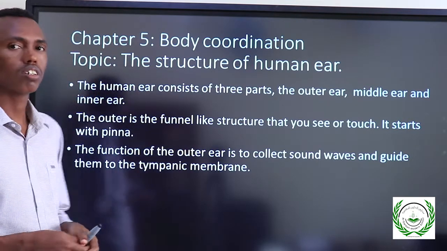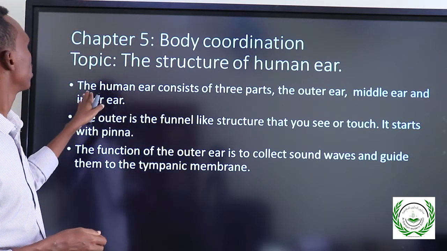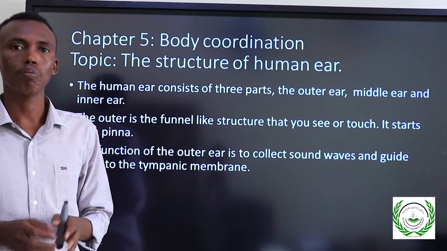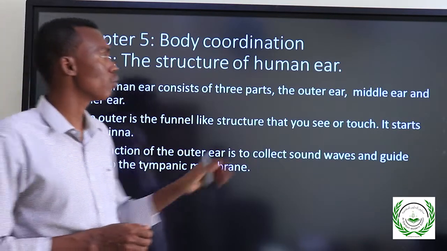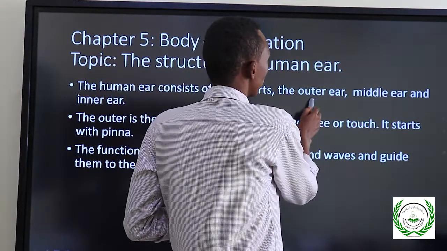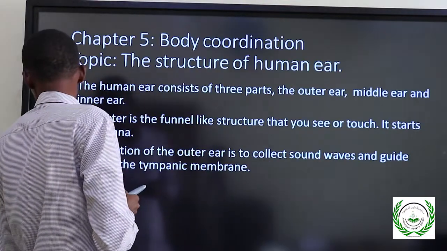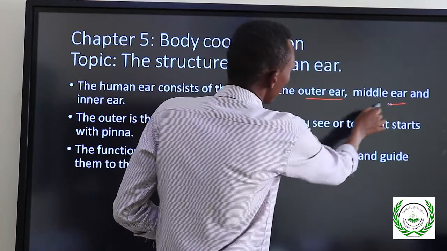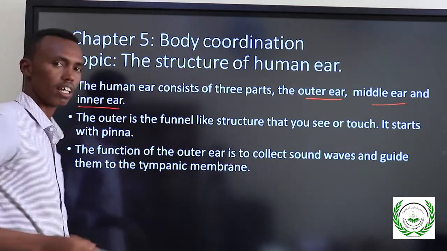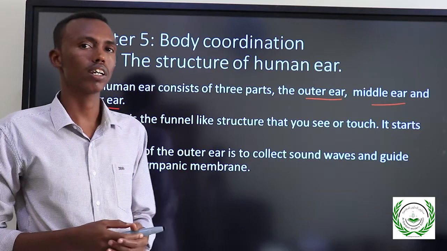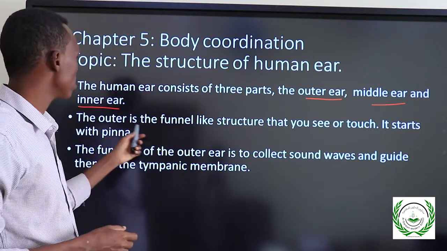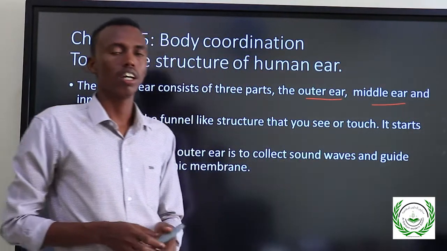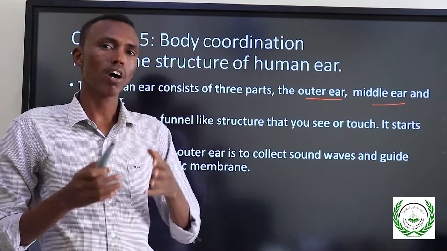So let us get it straight. The human ear consists of three parts: the outer ear, the middle ear and the inner ear. The outer ear is the funnel-like structure that you see or touch.